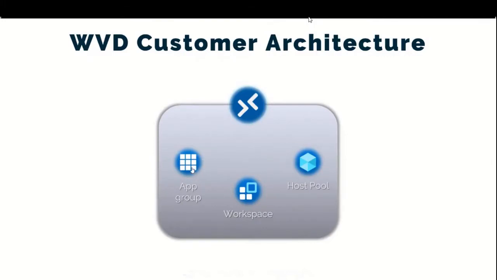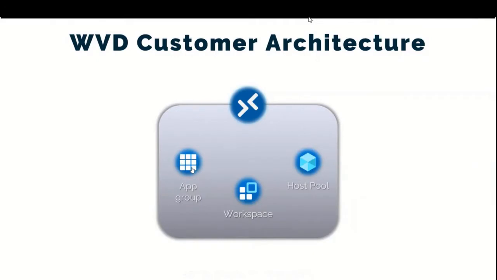Then the last thing is the application group. This is the resource where we can assign permissions for the users or groups from our environment, from our Azure AD, for example, into this WVD environment. So those app groups have the configuration for the applications, right?